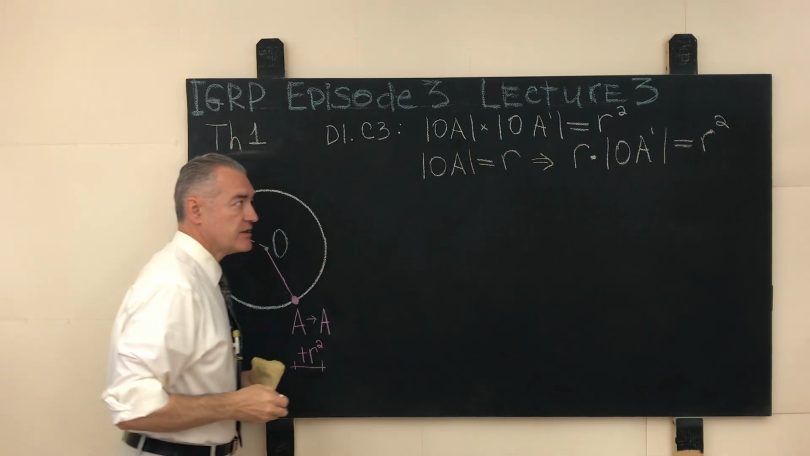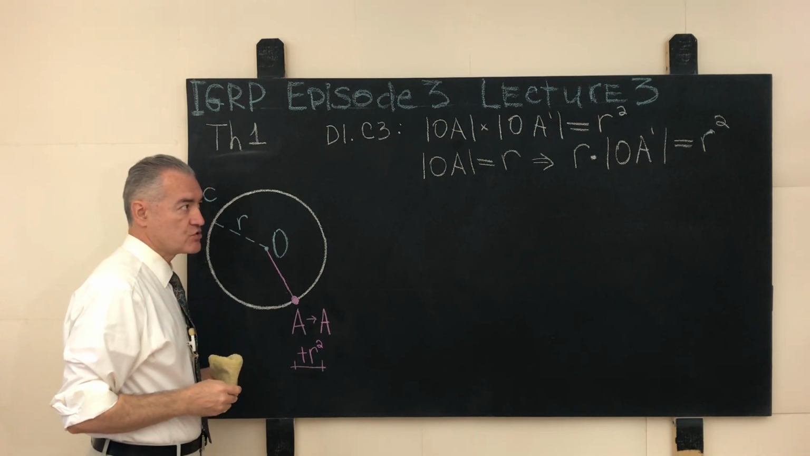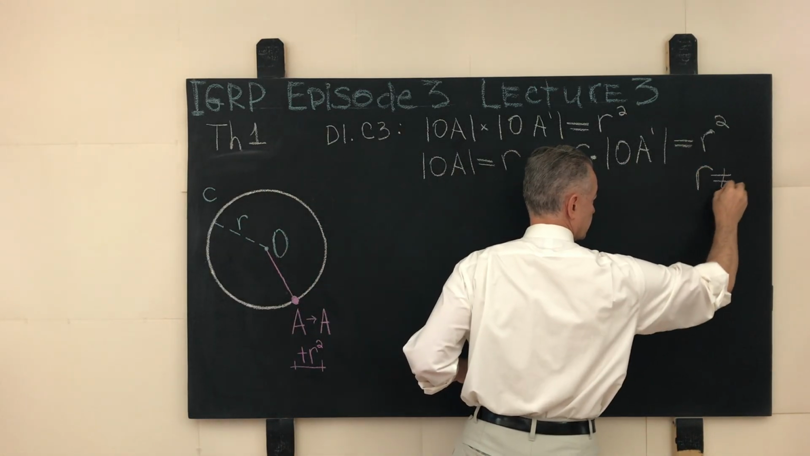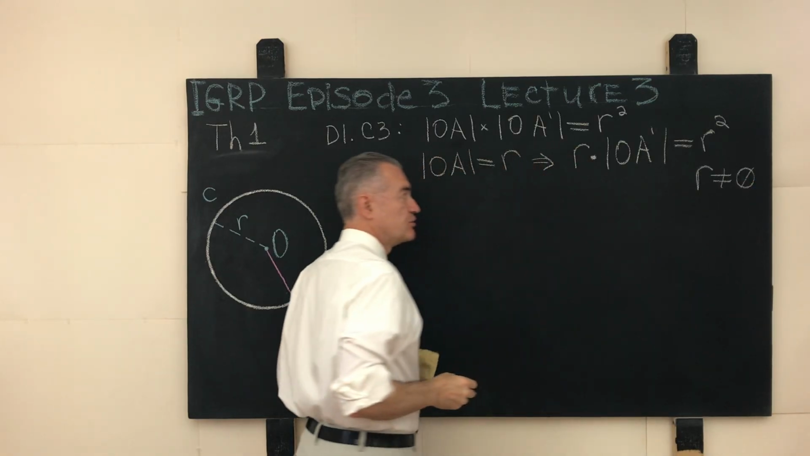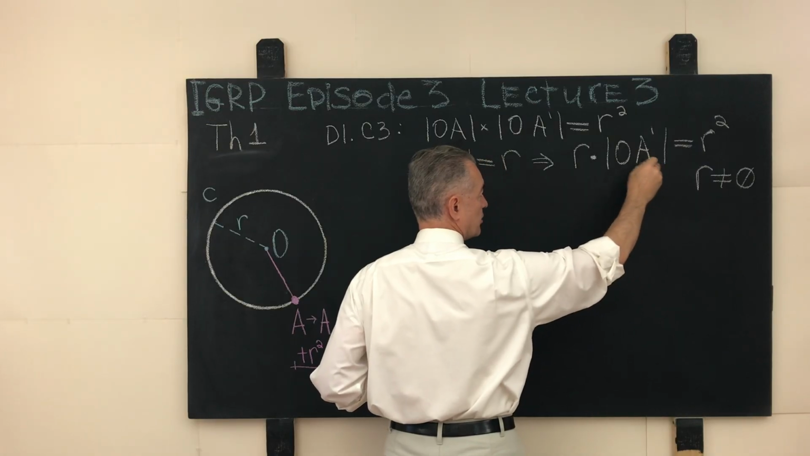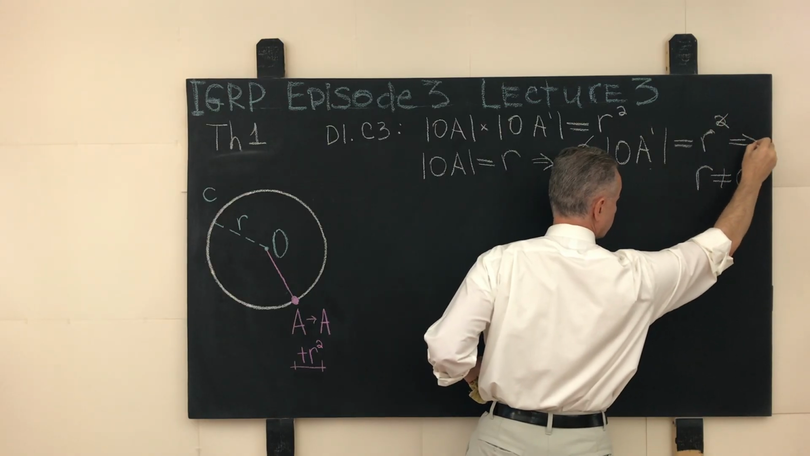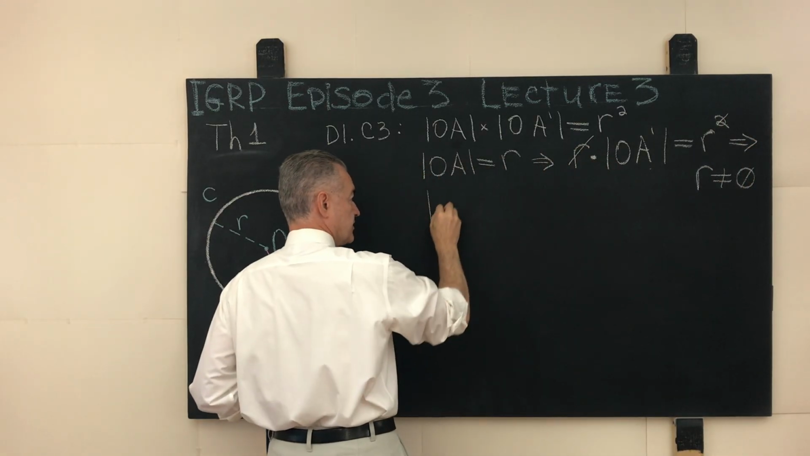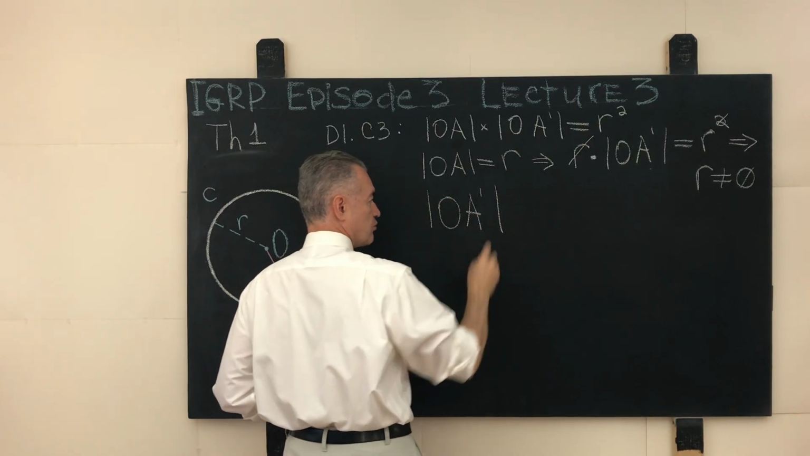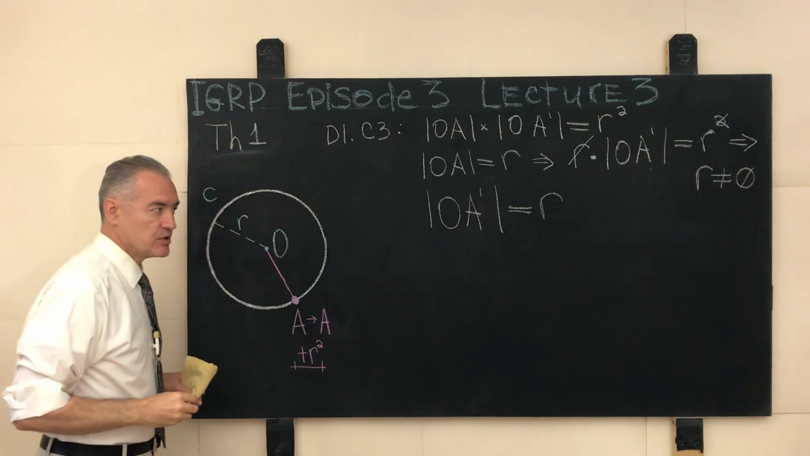Since the radius of the circle of inversion is not 0, we take it that r is not 0, so it is permissible to divide both sides of this relation by a single copy of r. And from here it follows that the distance from the center of inversion O to the image point A prime in this case is captured with this relationship over here.